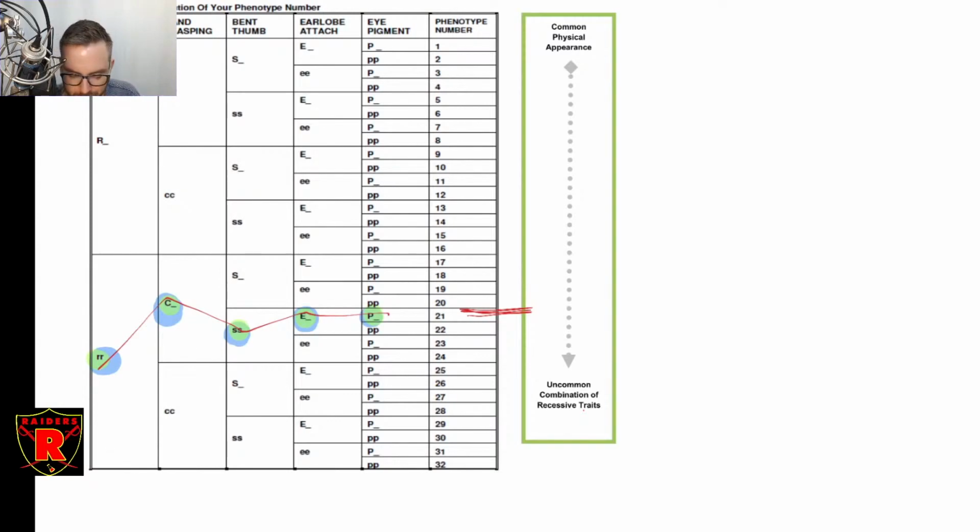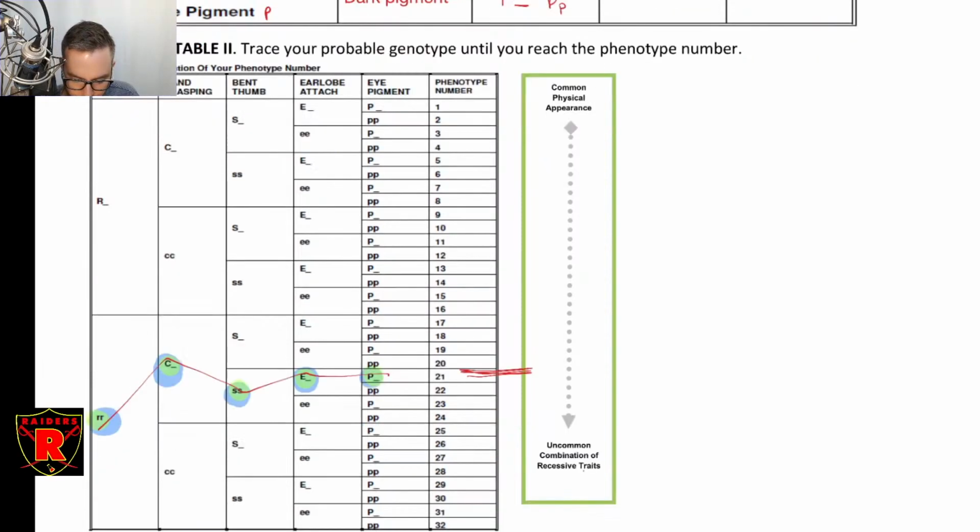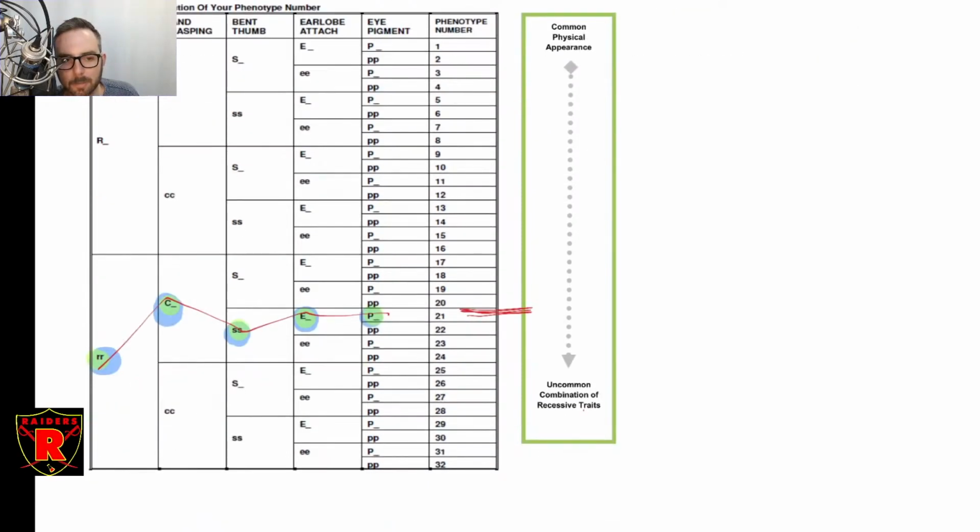Phenotype number 1, which is that you have the dominant of all of these, is extremely common in the population. I usually have 2 or 3 people in every class that have phenotype number 1. As for phenotype number 32, which is the least common, which means you're recessive in all of these traits, I've never had that. In my entire teaching career, I've never had a class with somebody that has phenotype number 32. So it's obviously fairly rare in the population.